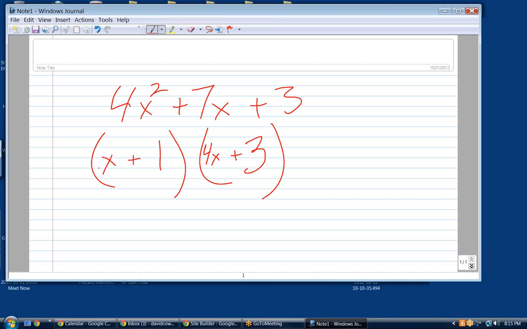In other words, I didn't know at the get-go whether it was 2x times 2x or x times 4x. One of those two. Since there weren't very many factors of 3, just one set of factors, then I only had to experiment with the first term. But I got it right. So let's try another one.